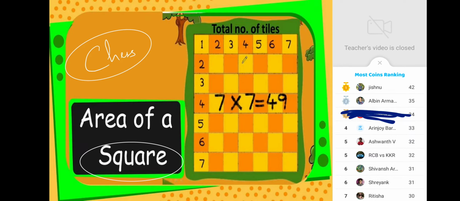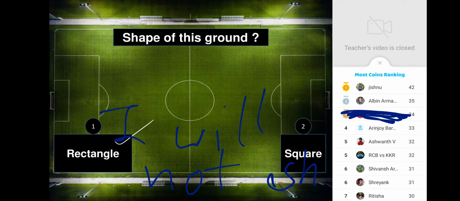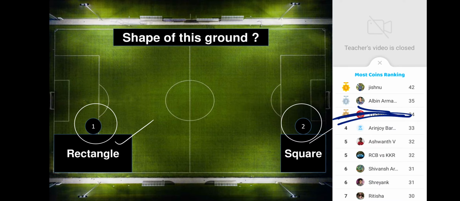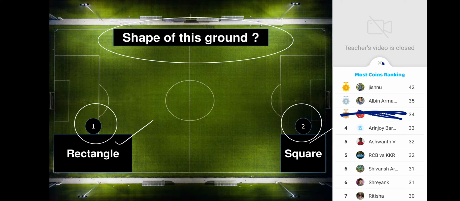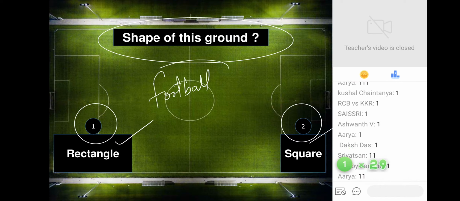So now, a question. What is the shape of this ground? Is it a rectangle or a square? If it is a rectangle, type 1. If it is a square, type 2 in the chat box. Come on, kids. The shape of this ground. It's a football ground, right? Football stadium.